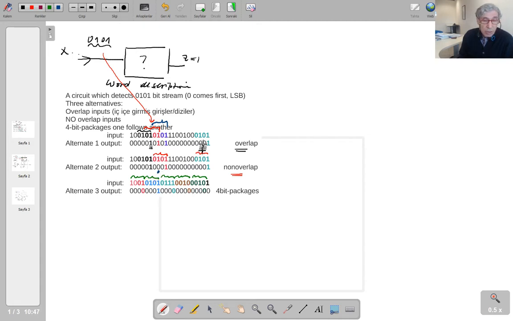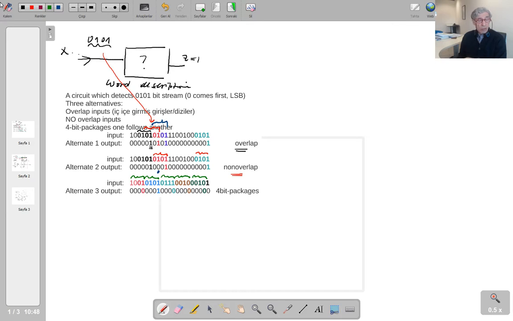So if you compare these outputs now, they are all different, but they are all detecting the same sequence. So you've got to pay attention if the word description has got some alternatives to it. So before you start to design, you've got to consider the alternatives, what they are. And then you're going to ask who wants this circuit, which alternative they mean by that word description.